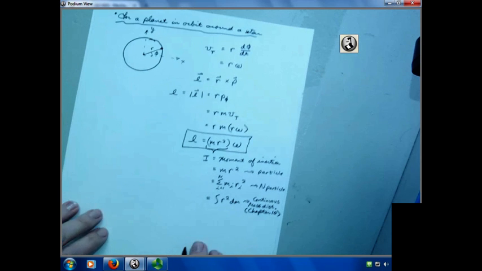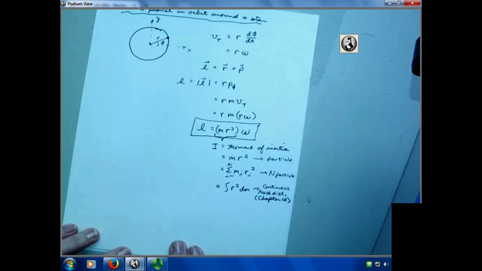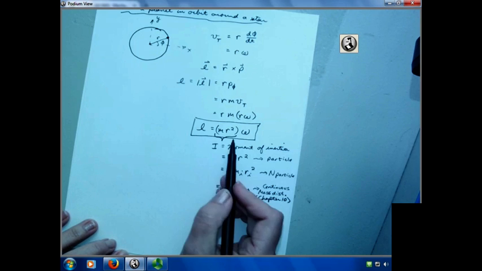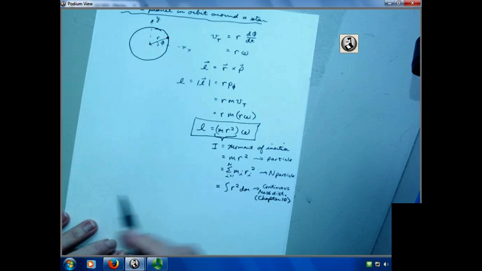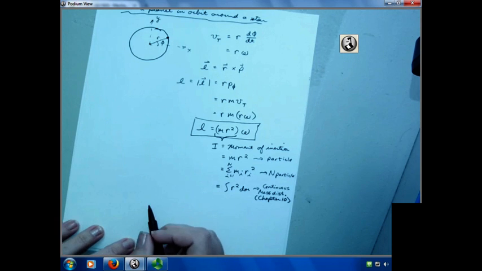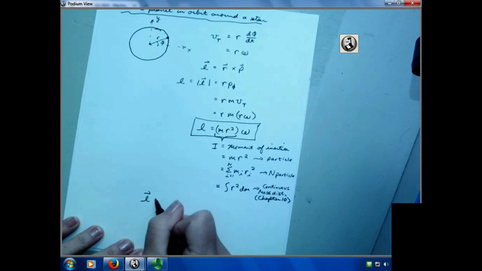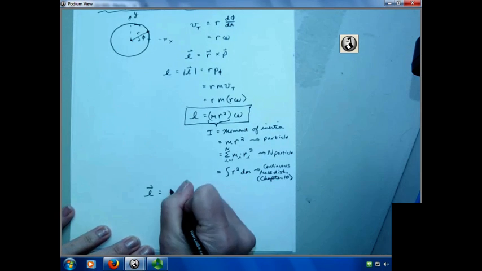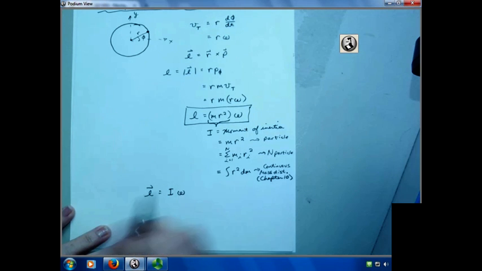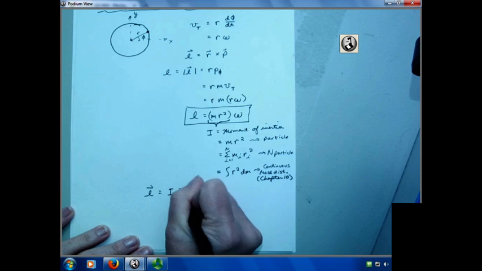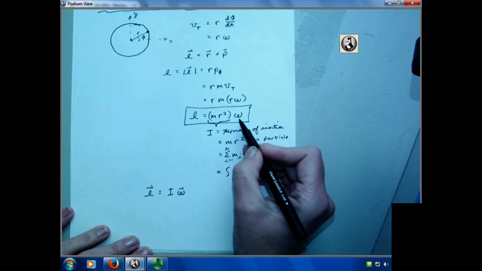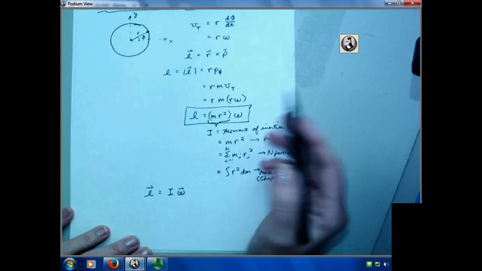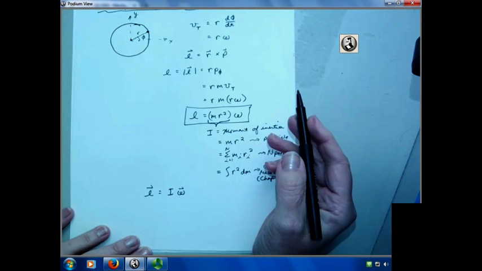Another thing that I should probably point out is that I wrote this not as a vector relationship, but I should consider it as a vector relationship. So if I did want to think about the single particle's angular momentum as a vector, I would have to also have a vector expression on this side. Clearly the angular velocity, just right there in its name, should be treated as a vector quantity.